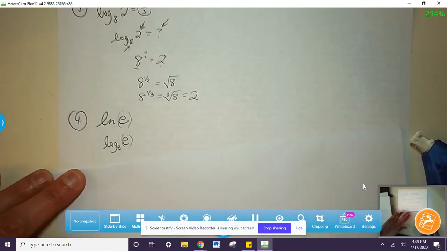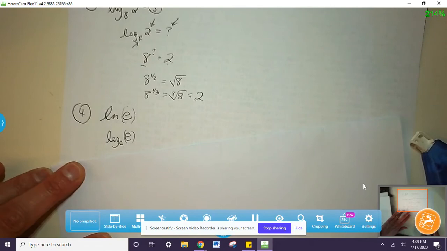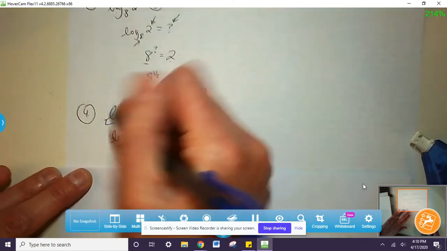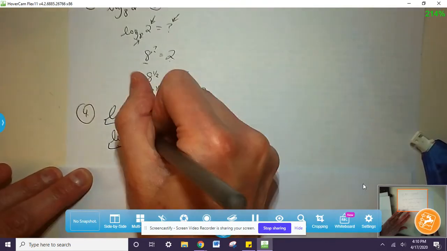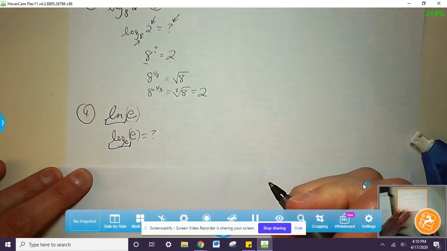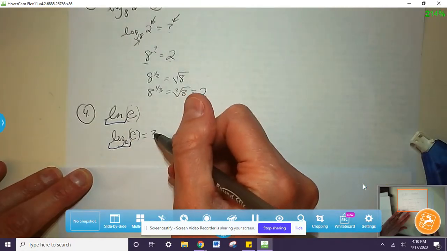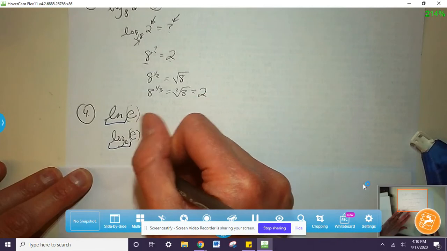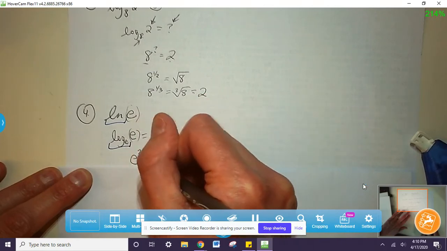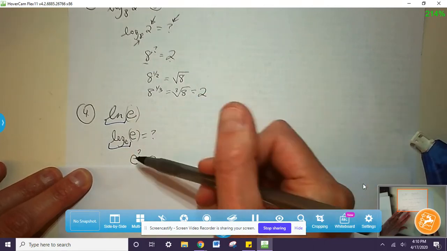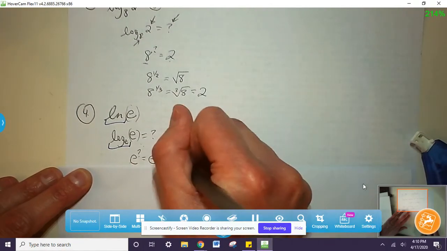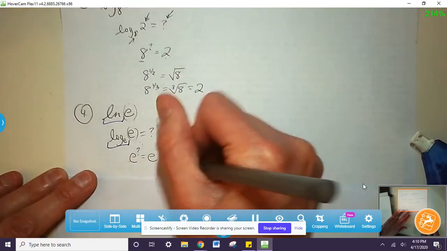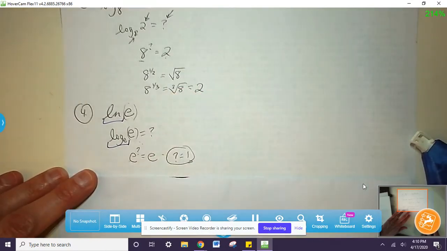So this part here gets replaced with log base e. And then we want to find out what that missing piece is. So my base is e, the missing piece is the exponent, and that comes out to e. So what exponent does e to that power equal e? That's going to be 1. E to the first will be equal to e. Okay.